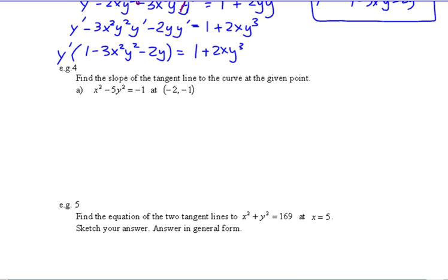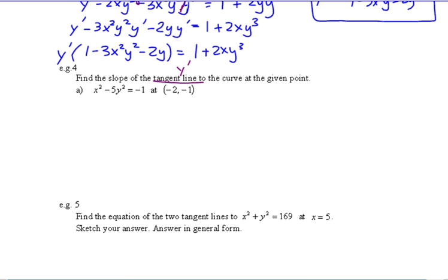Okay, moving on. Next one: find the slope of the tangent line to the curve given the following. If we want the slope of the tangent line, what do we really need to find? Y prime. Y prime gives us the slope of our tangent line. So we need to find y prime. Can we explicitly derive this? It's going to be really difficult. What would be easier? Implicit differentiation.